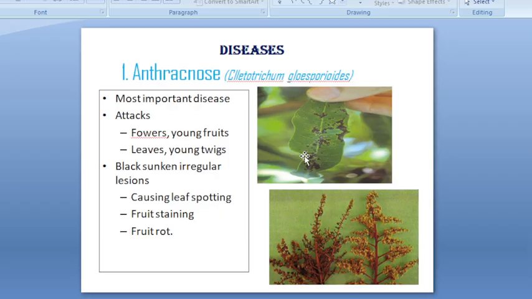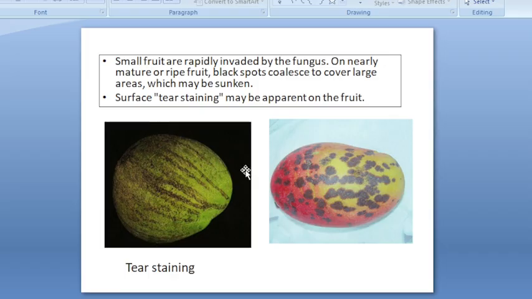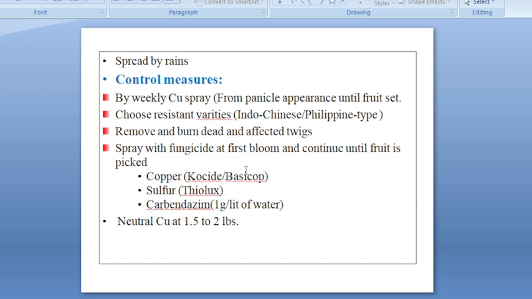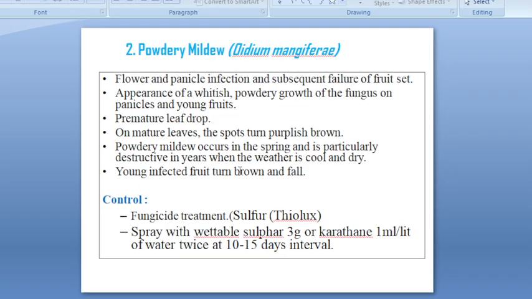Diseases include anthracnose. So here you can see the leaves. Initially it will be like a spot. Later it will cover the entire leaf. So even it will carry to the storage also. Tear staining. So we can go for spraying copper fungicides or carbendazim.